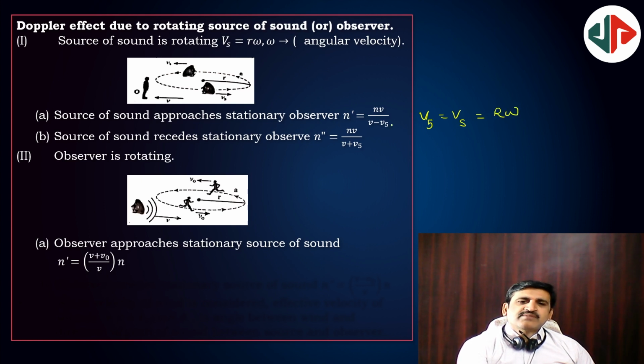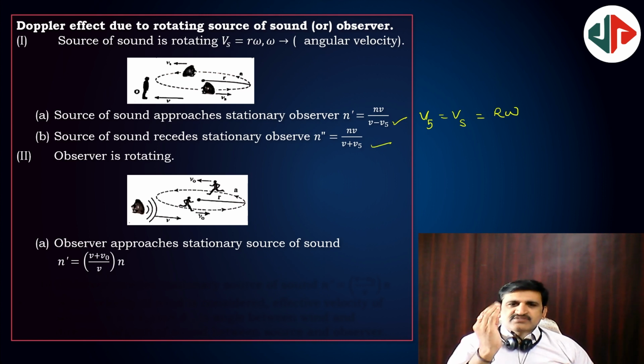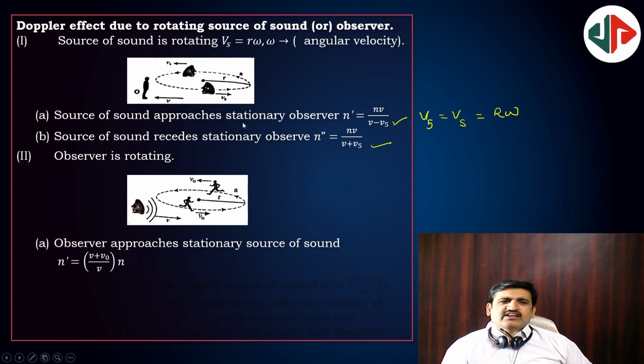So this is V minus r omega while approaching and V plus r omega while leaving. So whenever the speaker is coming towards us, V minus r omega; when the speaker is going away, V plus r omega, you have to take. This is a similar situation to a girl blowing a trumpet and swinging on a cradle, in that case also.